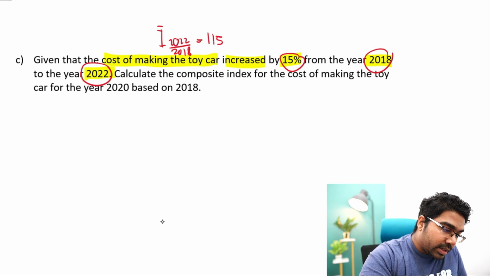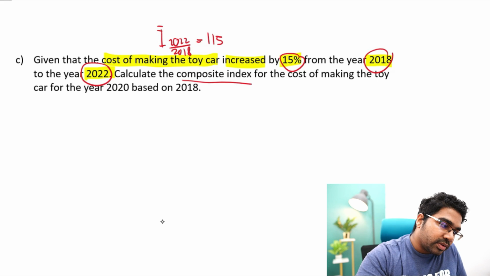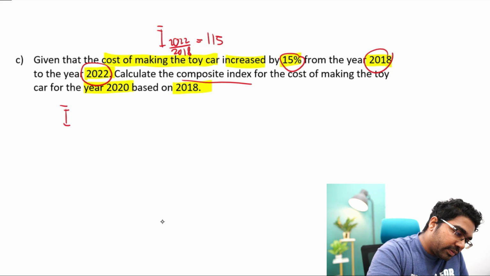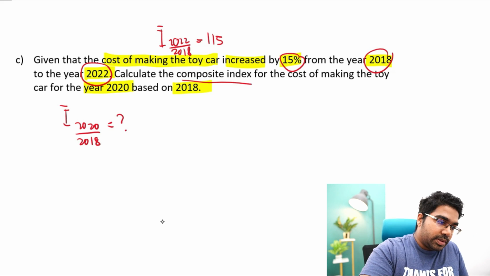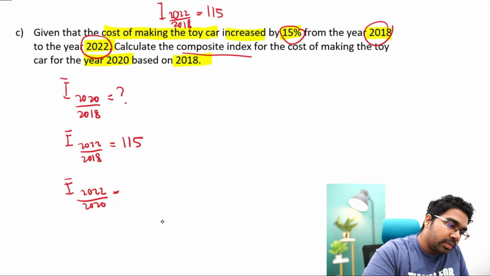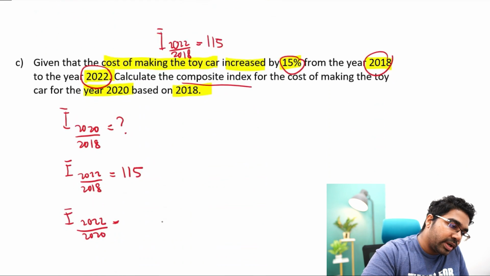Now they ask you to calculate the composite index for the cost of making a toy car for the year 2020 based on 2018. So now what we are trying to find is the composite index for 2020 based on 2018. In this case, you always look at all the indices that we already have, the composite indices. So we have 2022 over 2018, which is just given to us, 115, and we have the composite index for 2022 based on 2020, which is what we just found earlier, 113.94.